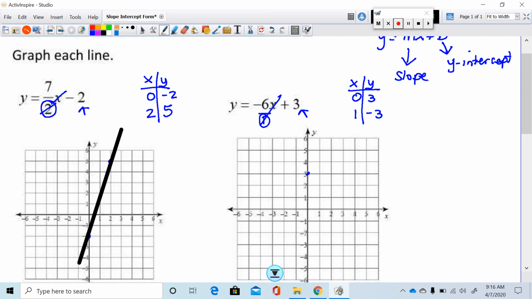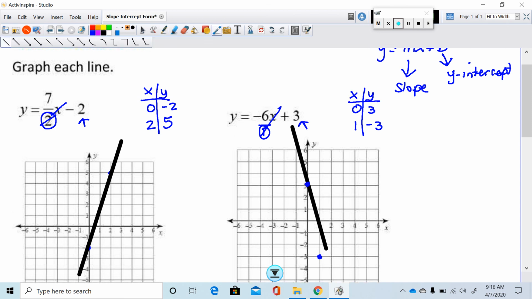So 0, 3 is right here, and 1 on the x, and then down 3, 1, -3 is there. I connect those with a line, and that one's finished.